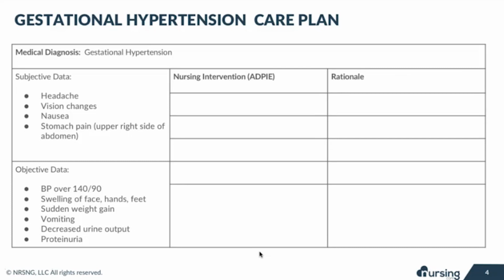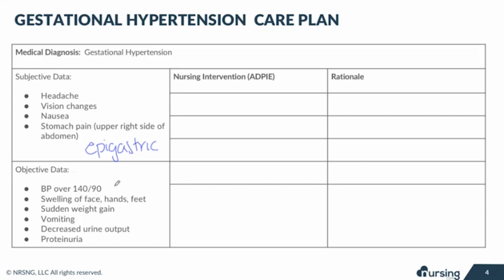Okay, so here's our care plan, and we're going to go through our subjective and objective data first, and then we'll go through some interventions and rationale. So our subjective data, remember, that's what the patient observes, so what the patient's reporting. So if they're telling us they have a headache, vision changes, they're nauseous, some stomach pain, which is usually the upper right side of the abdomen, or we know it as epigastric pain, but they'll just refer to it as stomach pain probably. Those are our subjective data that we'll gather for our care plan.